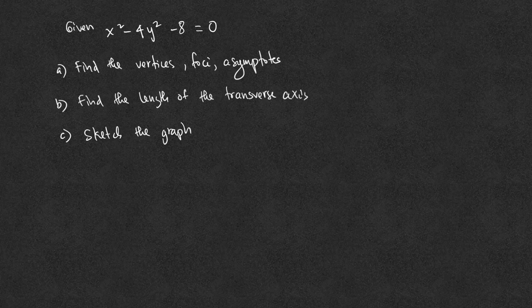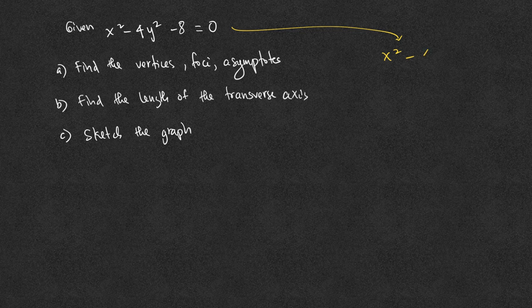Given the equation of the hyperbola x squared minus 4y squared minus 8 equals 0, find the vertices, the foci, the asymptotes of the hyperbola, find the length of the transverse axis, and then sketch a graph of the hyperbola. First, observe that this equation is not in the standard form, so we would need to first rewrite it.